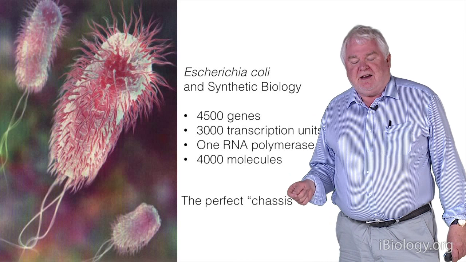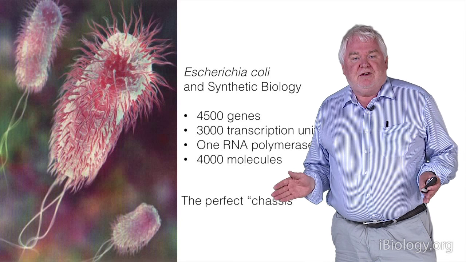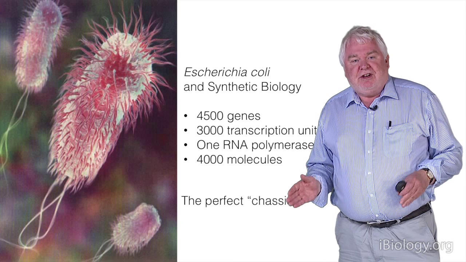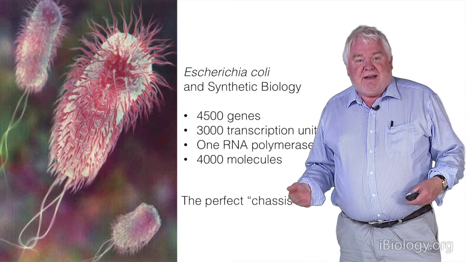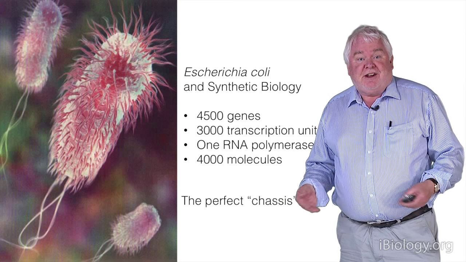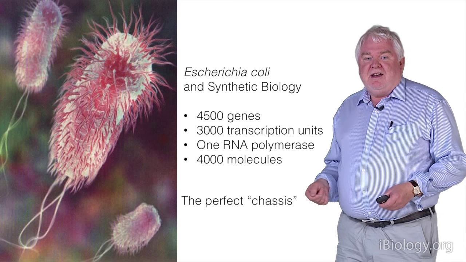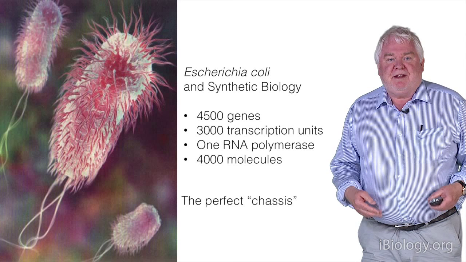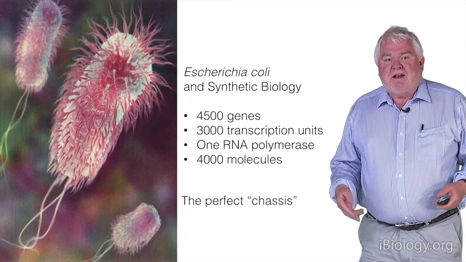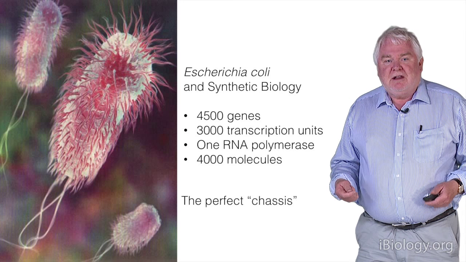So what this is telling us is that over billions of years, Escherichia coli has diverged and has picked up genes, it's lost genes, and actually it's very, very good at picking up genes, losing genes, and adapting. So of course, from a synthetic biology point of view, this makes it the perfect chassis, because what we want to work with is something which is capable of receiving genes and losing genes and is going to be adaptable.